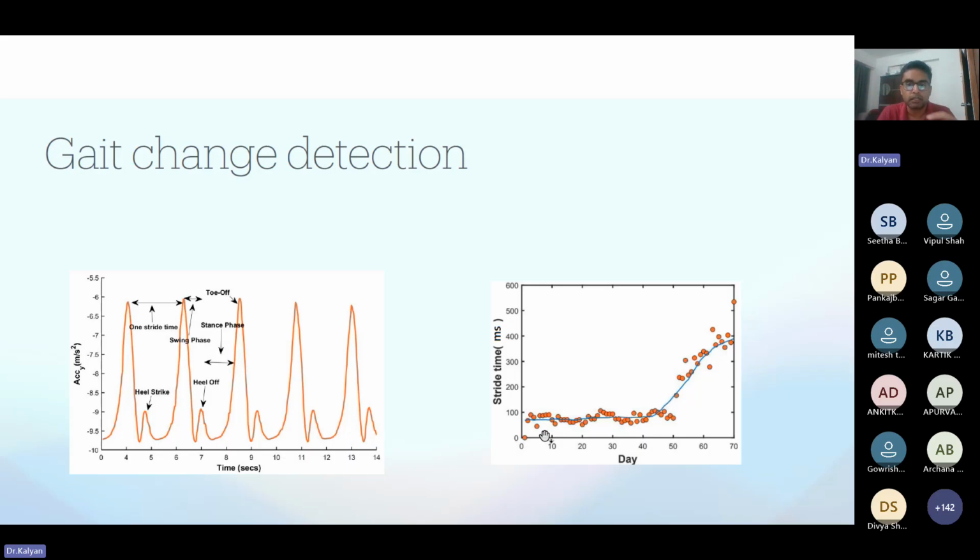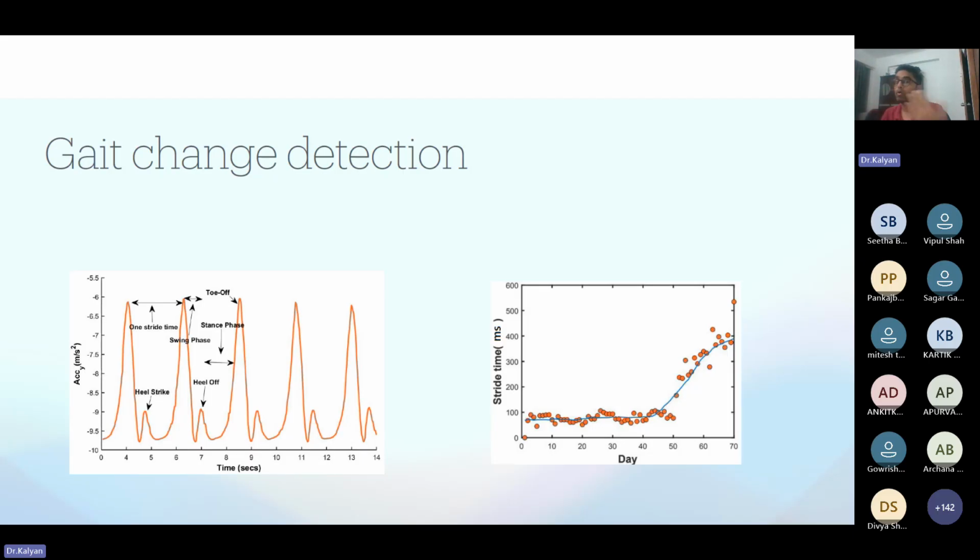Now if you just look at the difference between two sample points on day 1, day 2, day 3 and so on, it's not a big difference, it's a small variation. But if you take, let's say, a sample point at day 50 and a sample point at day 51, and you calculate the difference or even moving variance, the variation is going to be huge, from 100 milliseconds to 200 milliseconds. Then it keeps going. So this trend tells us that the gait has changed.